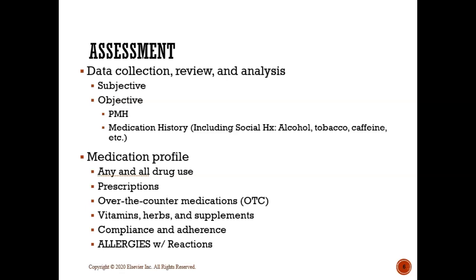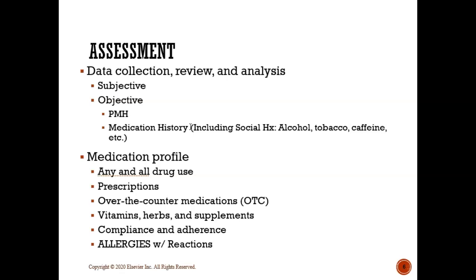Now, what is objective? Objective, on the other hand, is something that you can observe. So there are tangible or concrete things that you can see, touch, feel, read. A big part of your objective data would be your past medical history, or PMH. And you also have your medication history, which will include your patient's social history. So alcohol use, tobacco, caffeine, and other things, right? Within that medication history, you want to know your patient's medication profile.